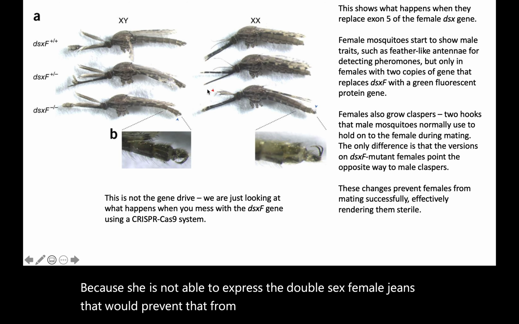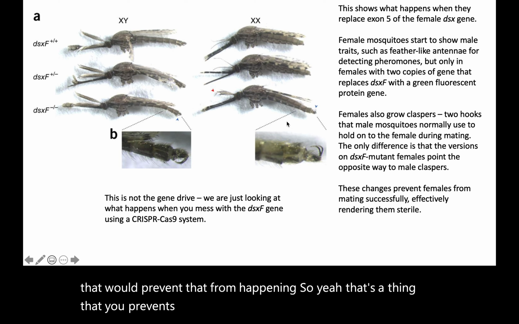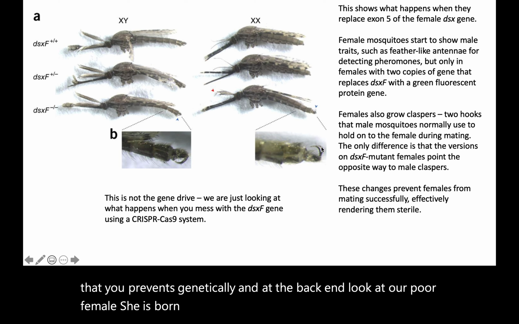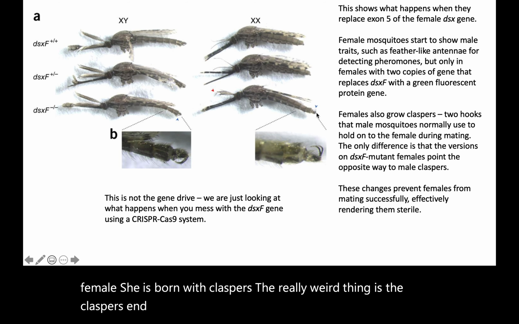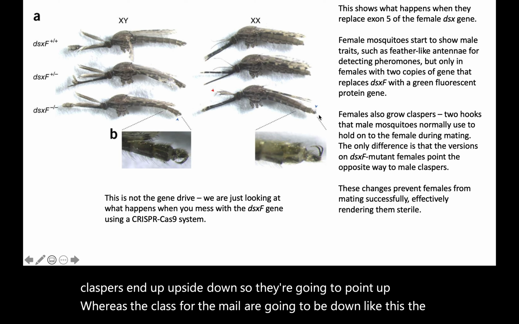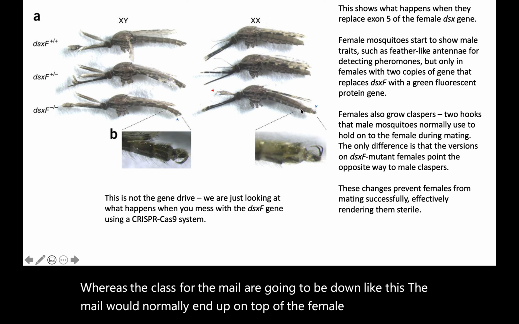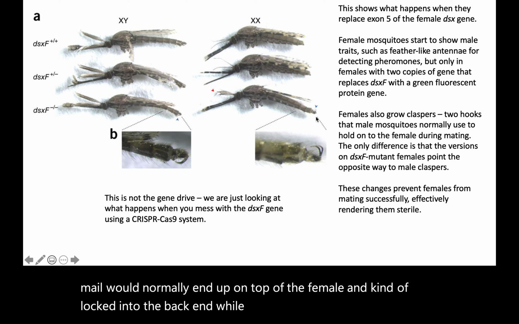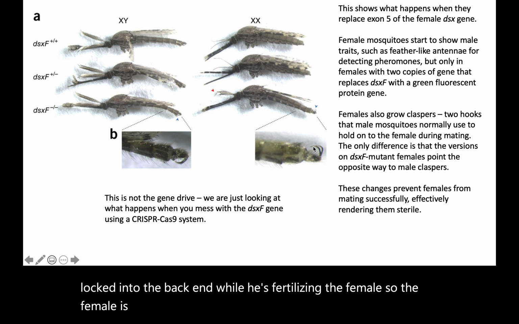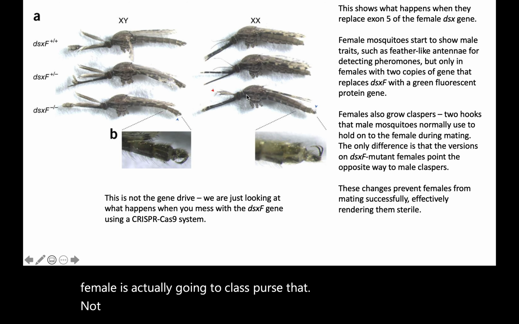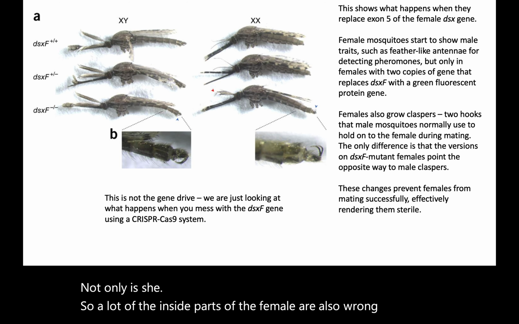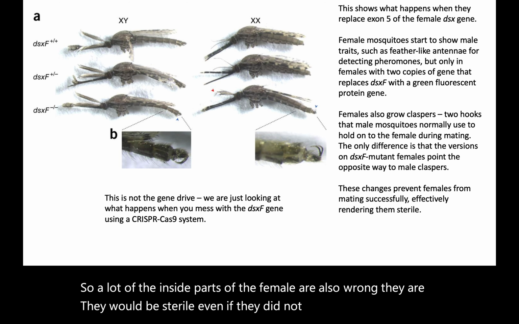So yeah, that's a thing that you prevent genetically. And at the back end, look at our poor female. She is born with claspers. And the really weird thing is the claspers end up upside down. So they're going to point up. Whereas the claspers for the male are going to be down like this. The male would normally end up on top of the female and kind of locked into the back end while he's fertilizing the female. So a lot of the inside parts of the female are also wrong. They would be sterile even if they did not have these external traits.